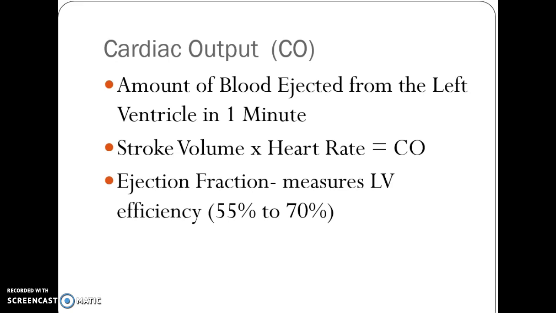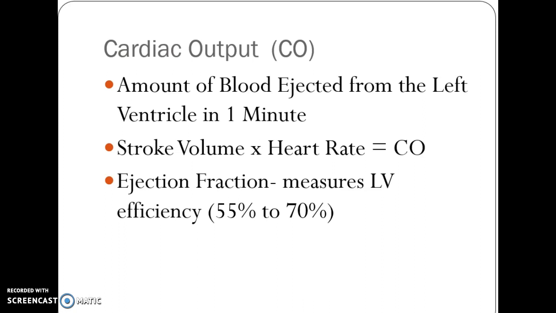It's not like you can take a pulse and figure the stroke volume. Average resting heart rate is about 75 beats a minute. Average resting cardiac output is 5 to 6 liters within 1 minute. So that's a lot of moving blood around. And again, the ejection fraction is a measure of the ventricle's efficiency.